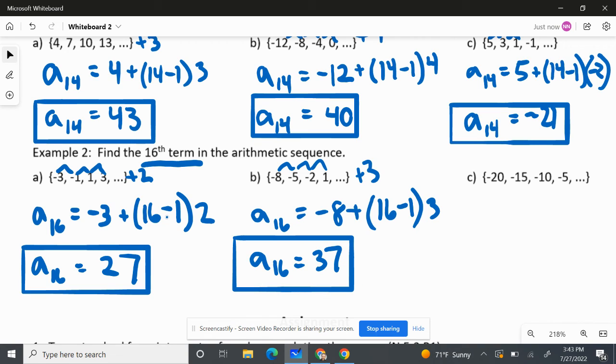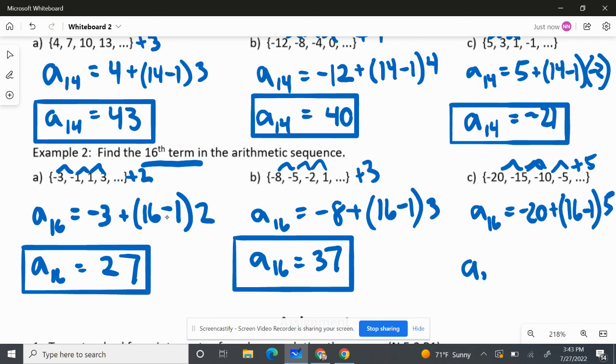For letter C, notice that it's going up by 5. So since it's going up by 5, we have a sub 16 equals negative 20 plus 16 minus 1, and then our common difference is 5. So a sub 16 equals 16 minus 1 is 15, times 5 is 75, plus a negative 20 is 55.